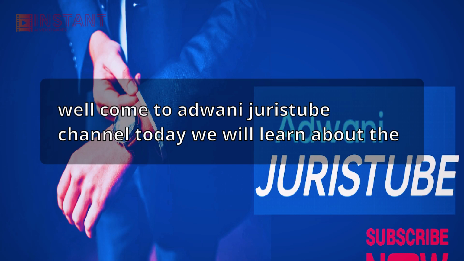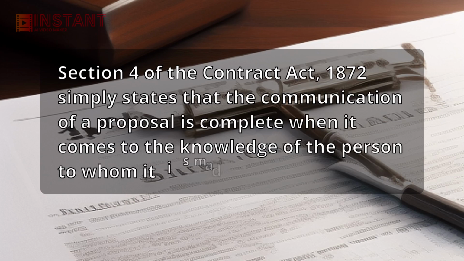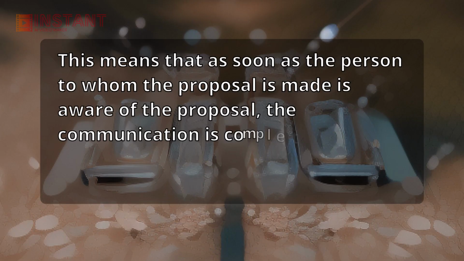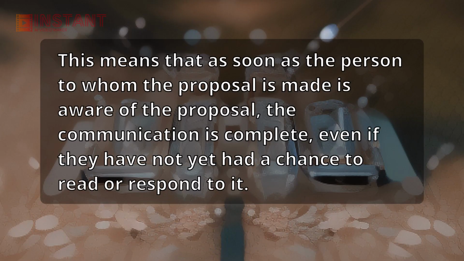Today we will learn about the Section 4 of the Contract Act, 1872, which simply states that the communication of a proposal is complete when it comes to the knowledge of the person to whom it is made. This means that as soon as the person to whom the proposal is made is aware of the proposal, the communication is complete, even if they have not yet had a chance to read or respond to it.